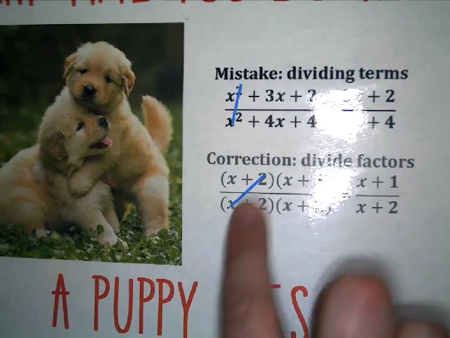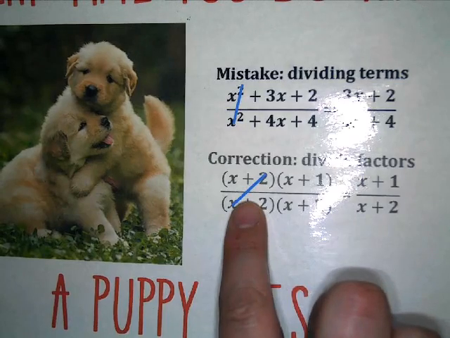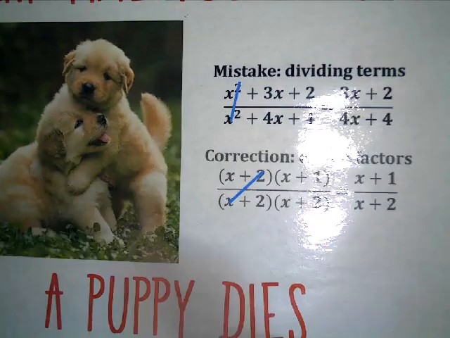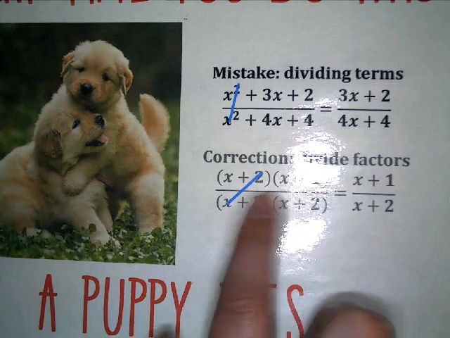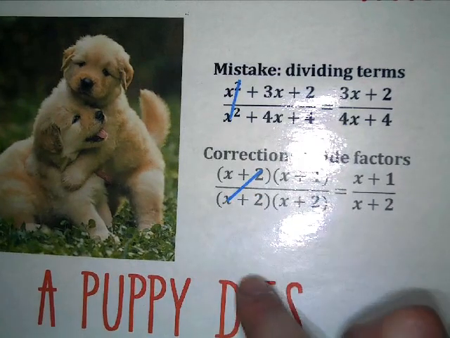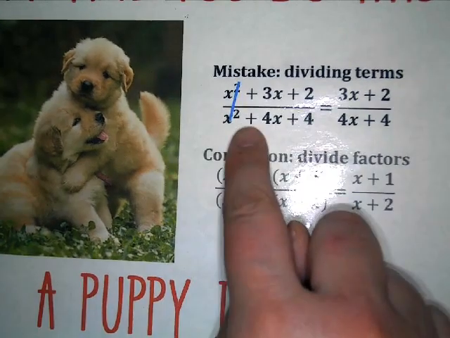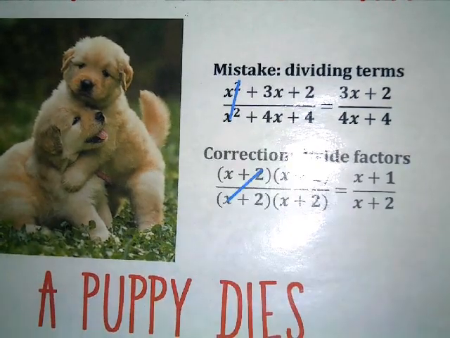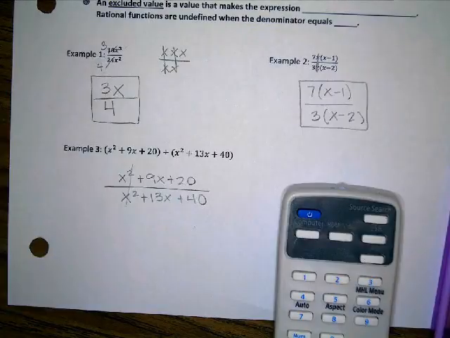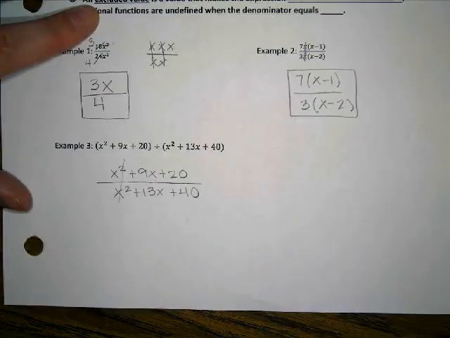We can cancel when they look like this. But we can't cancel when they look like that. See the difference? Here it's written as multiplication, and multiplication and division do cancel out. Here it's written as addition. Addition and division do not cancel out. See the difference? Okay. So let's do the problem the proper way without killing any puppies.